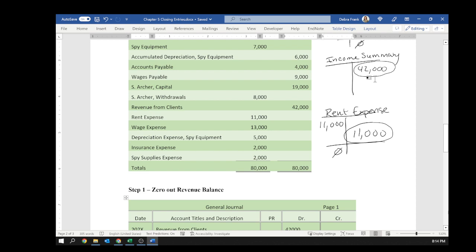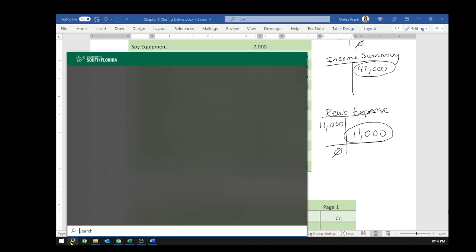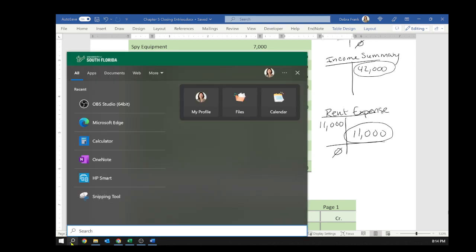So we'll make a T account for wage expense, and we'll do the same thing. We'll end up with a credit for $13,000. Depreciation expense will end up with a credit for $5,000. Insurance expense will end up with a credit for $2,000. And then supplies expense, a credit for $2,000. We'll add those all up, and then we'll debit that total instead.